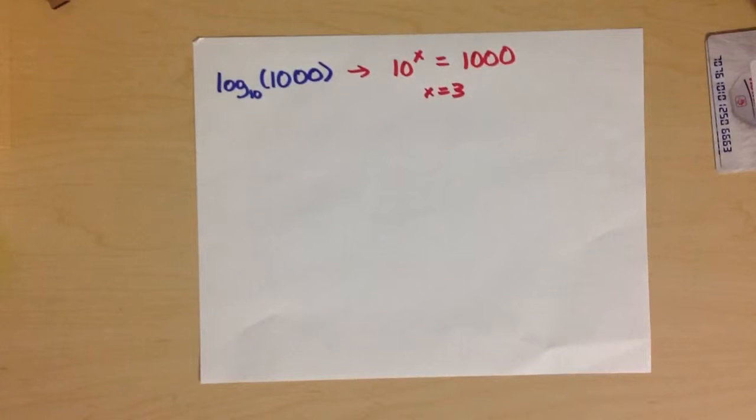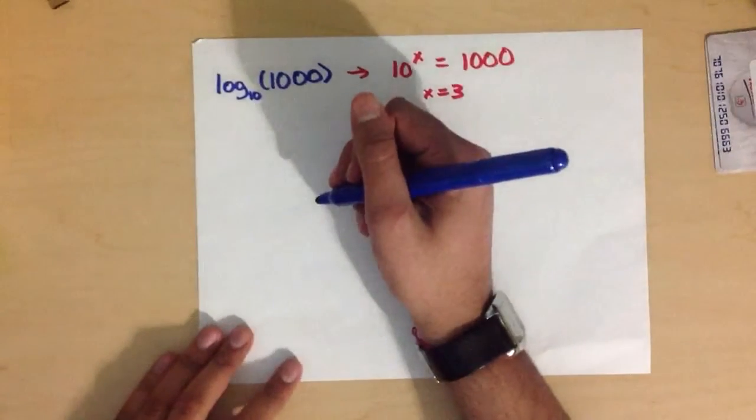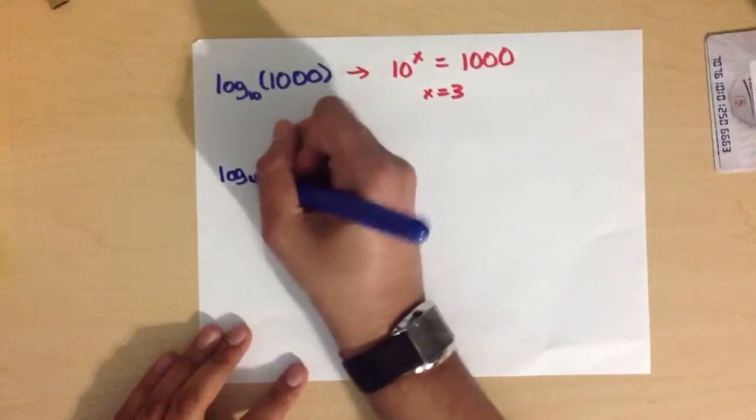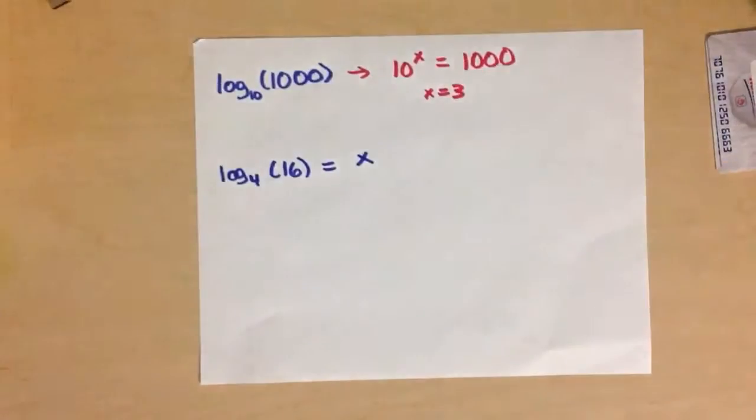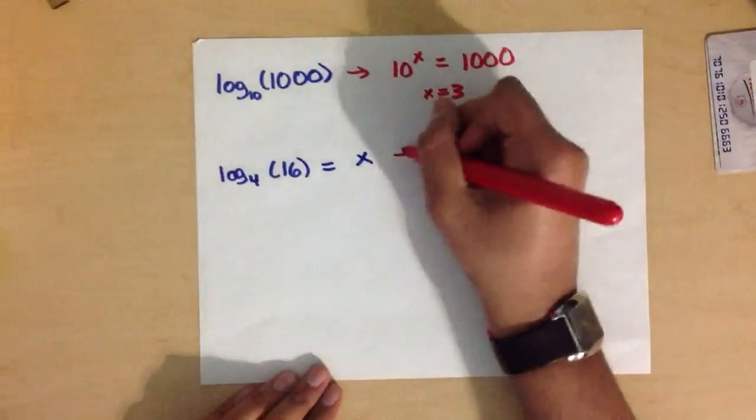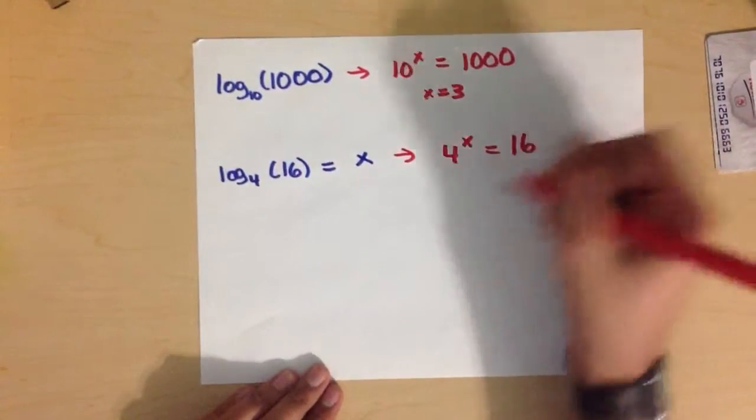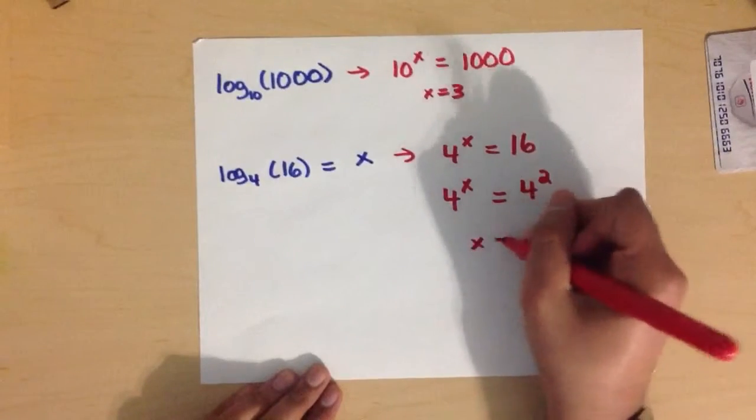Alright, that's pretty much it for writing logarithmic equations. We can do some more examples. How about this? Find this answer without using a calculator. Log base 4 of 16 is equal to x. So what we're going to do is use the same method as we did before. We're going to convert that, so that's basically saying 4 to the x is going to give us 16. Well, 16 as we know is equal to 4 squared, therefore x has to be equal to 2.